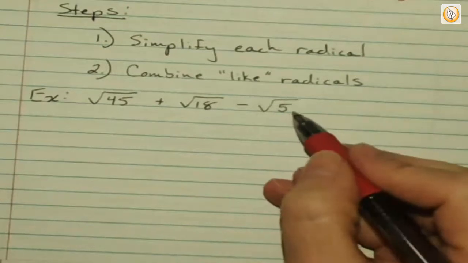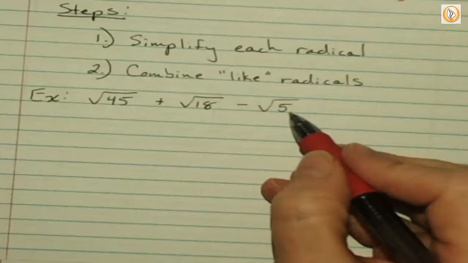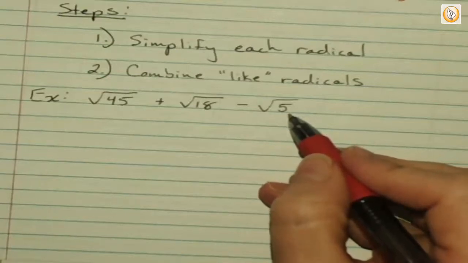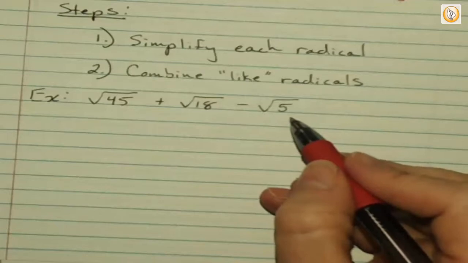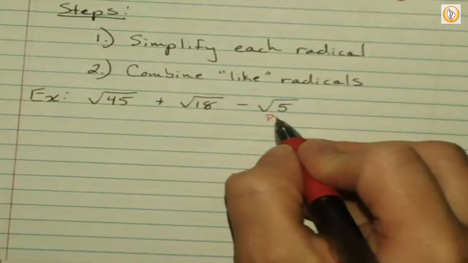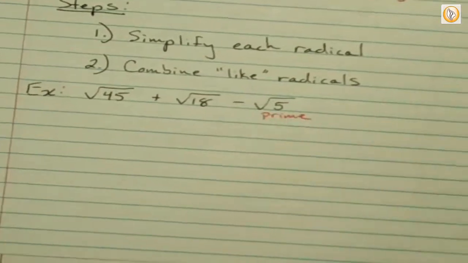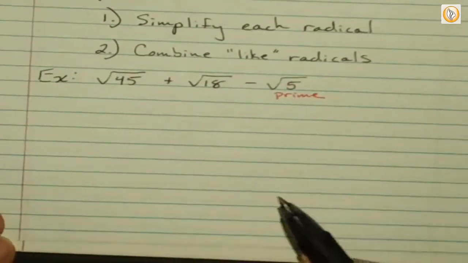Valeria, why can't this one be simplified? Because it's prime. Yes, Valeria, it's already simplified. That's right. It's hard to explain it sometimes. So these two are not simplified.